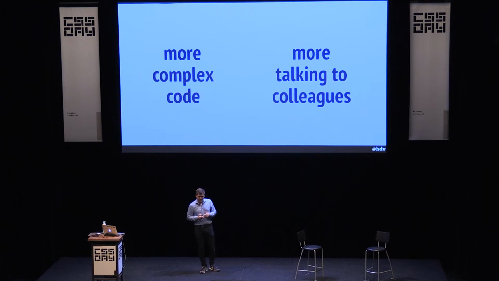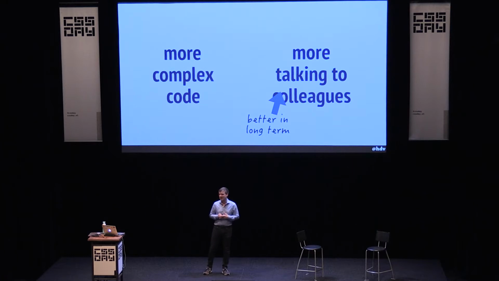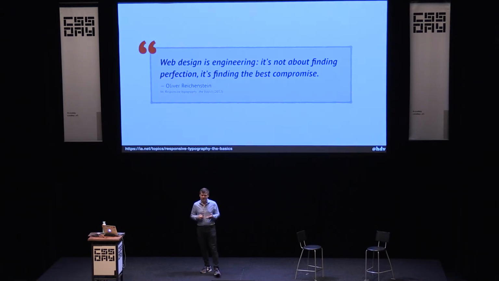Now, I think you can either have more complex code by making a huge fallback that almost exactly mimics what you're doing in the grid, or you can have more talking to colleagues, explaining to them that this is your simple fallback and this is the more sensible way to go about it. Because the number of people that don't have grid layout will actually decrease. So rather than creating a maintainability problem in your code base, it might make more sense to talk to colleagues in the long term and then maybe figure this out together. It's all about finding compromises. That's a good thing to keep in mind when you're working with web design, as Oliver Rijgenstein also said.